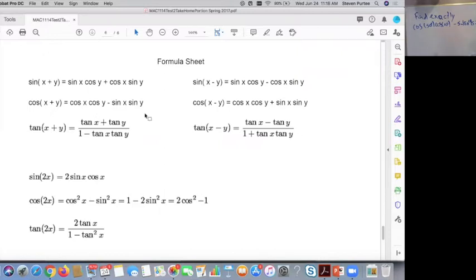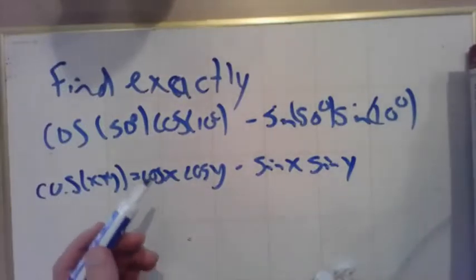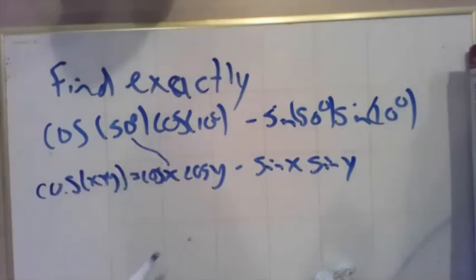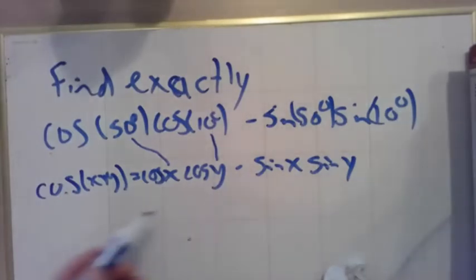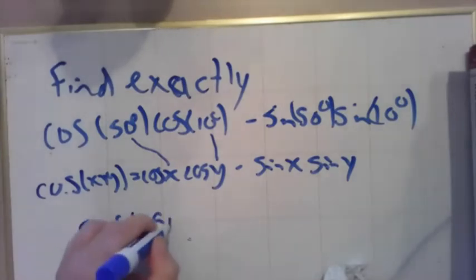Well, I've got a cosine, cosine, minus sine, sine. That matches this formula here. So that's cosine of x plus y is cos x, cos y, minus sine x, sine y. And here the role of x is being played by 50, y is 10. So now I'm going to work this formula backwards and say, oh, I'm really looking for cosine of 50 plus 10.